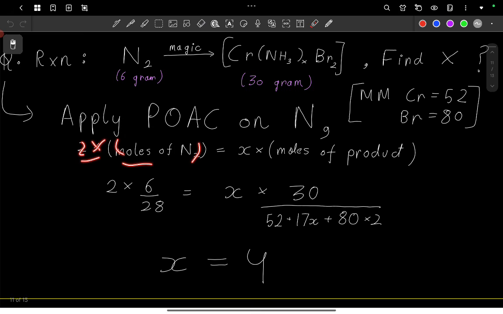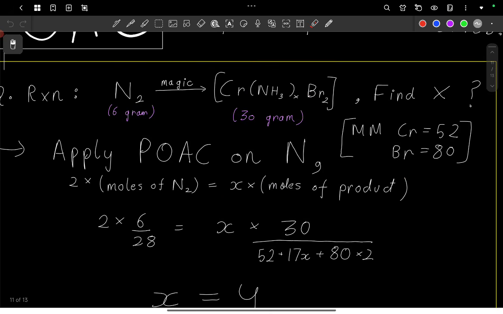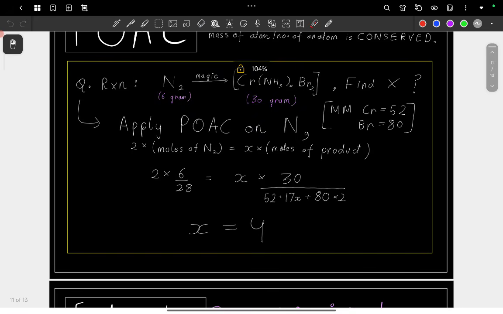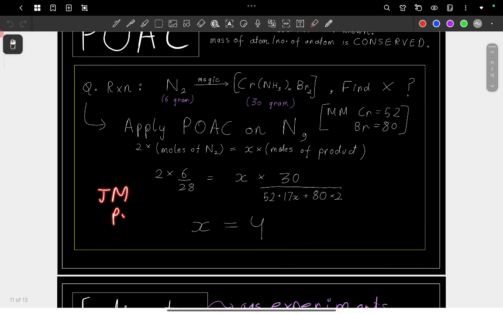Because 1 mole of N2 has 2 atoms of nitrogen. We are basically equating the number of nitrogen atoms on either side. And on this side, we see that X ligands are there. So X into the moles of product. We will see how many moles of the product are there, and if we multiply it by X, we will get how many atoms of nitrogen are on the other side. So substituting the values, we get this equation, and upon solving, X is equal to 4. This is a JEE Mains PYQ again.